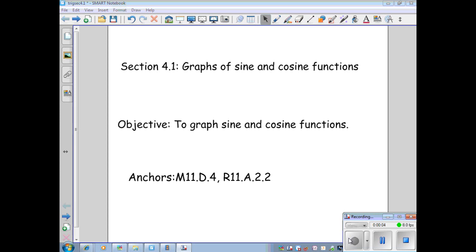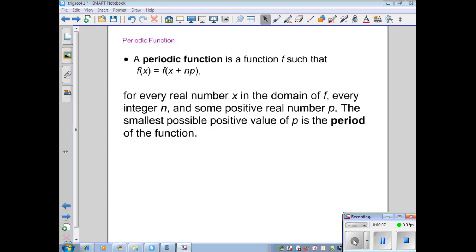Section 4.1, to graph sine and cosine functions. The next couple of slides have definitions that I'll read through and place on our group resources.